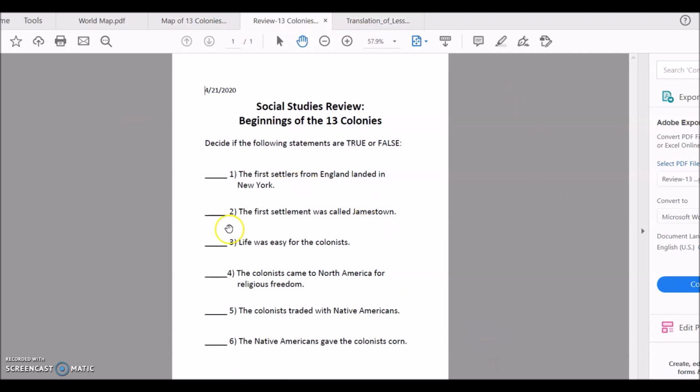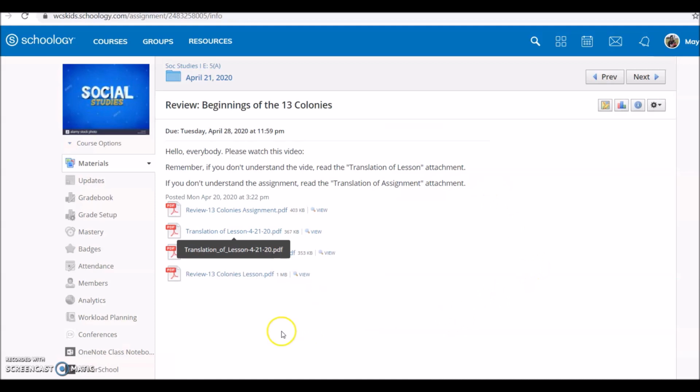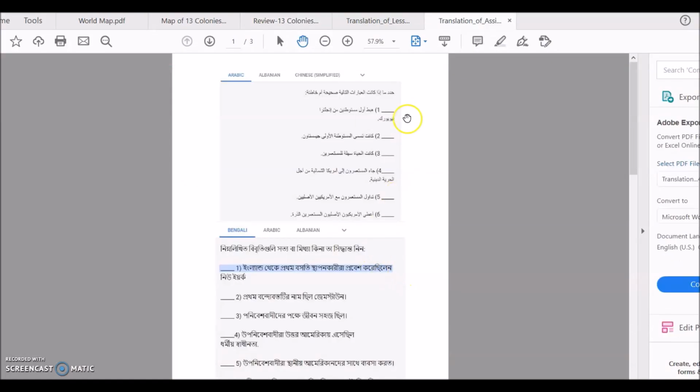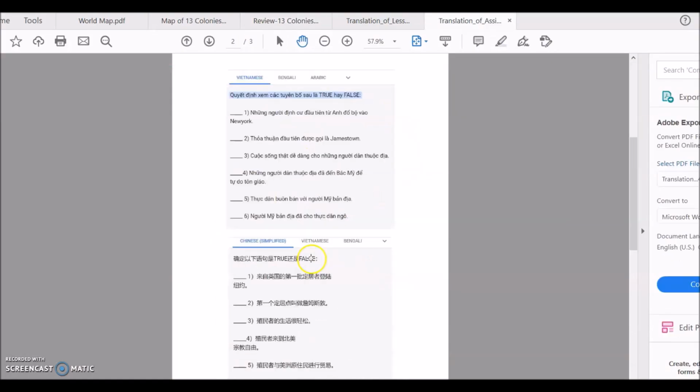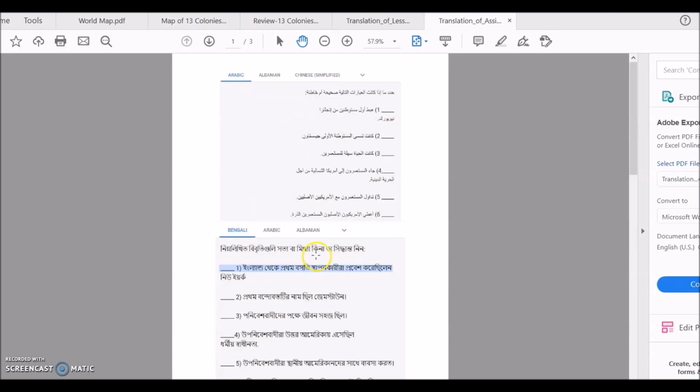So say you don't understand the assignment, you go to Schoology, right? And you look at translation of assignment. This gives you all the true and false in your language.